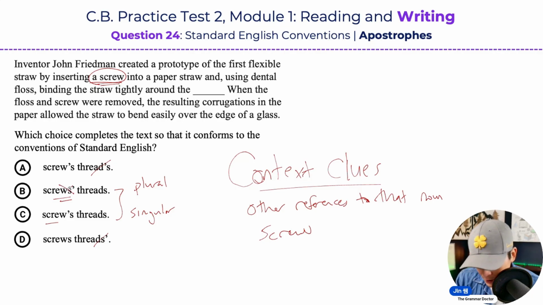So you want to keep that consistent, because now it wouldn't make logical sense for us to say plural screws, binding the straw tightly around the screws threads. It wouldn't make any logical sense to all of a sudden say there was more than one screw here. So this is why you don't want to use the plural possessive. You want to use the singular possessive. So when we have the answer choice B here, the apostrophe after the S, that creates the plural possessive. What that means is this is referring to more than one screw. It's referring to many screws. Could be 10, 15, doesn't matter. More than one. When we have the apostrophe before the S, it's referring to the singular possessive, and that's referring to just one screw, okay?